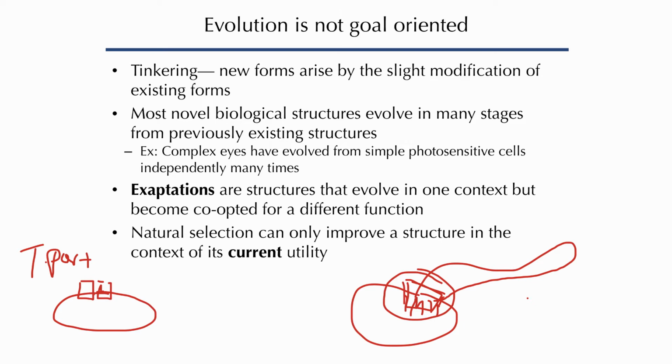Also, you don't know what the environment is going to be like. So the environment is also going to play a role. I say current utility because you don't know what the future will bring. So sometimes features will be selected for later for different functions because the environment is now different. Whereas before it was useful and selected for because of an initial function. So the classic example there is bird feathers.